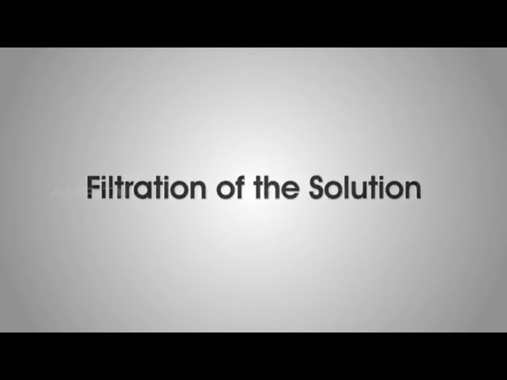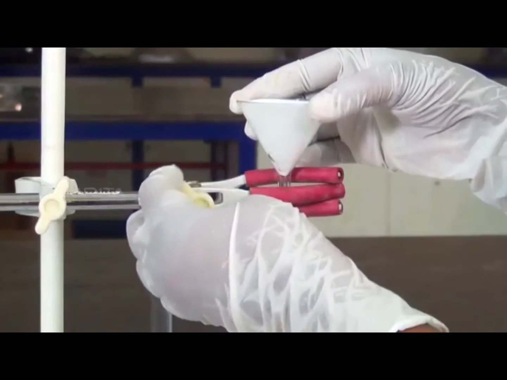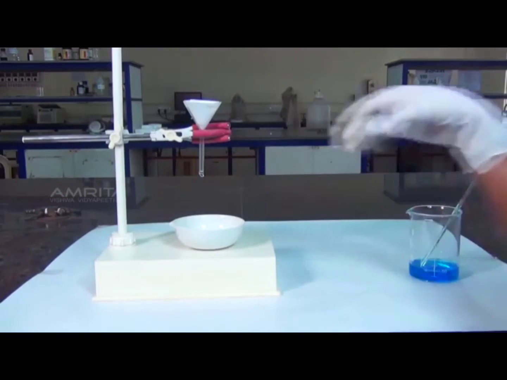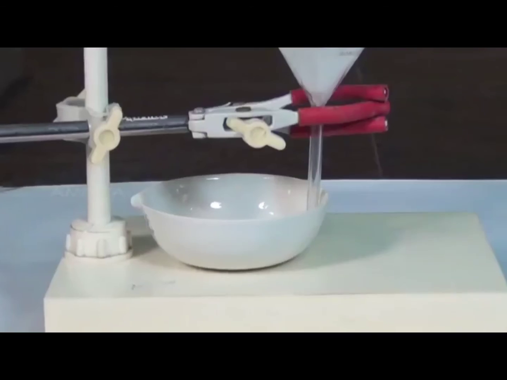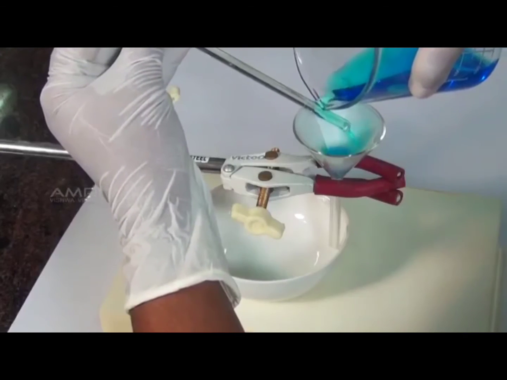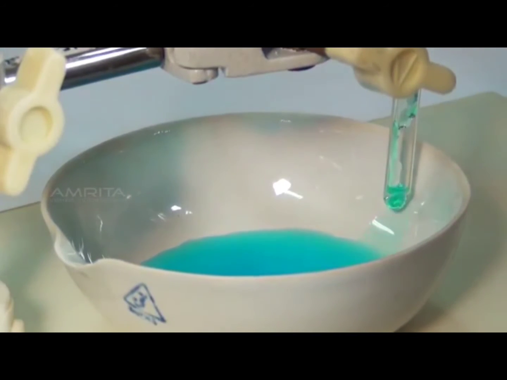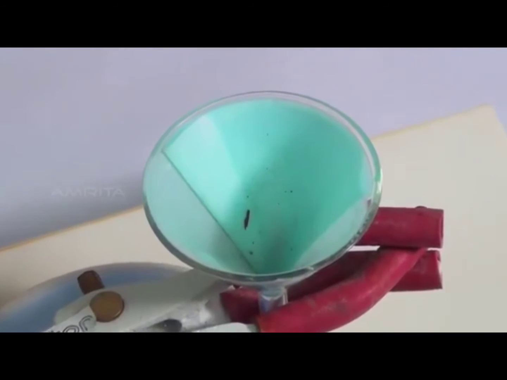Filtration of the solution. Place a filter paper in the funnel and clamp the funnel to the stand. Place a china dish under the funnel. The stem of the funnel should touch the wall of the china dish to avoid the solution splashing out. Pour the solution into the funnel over the glass rod and collect the filtrate in the china dish. The insoluble impurities are left on the filter paper.